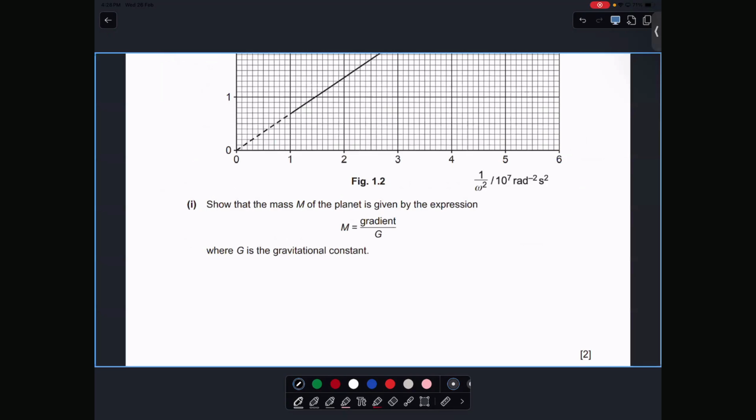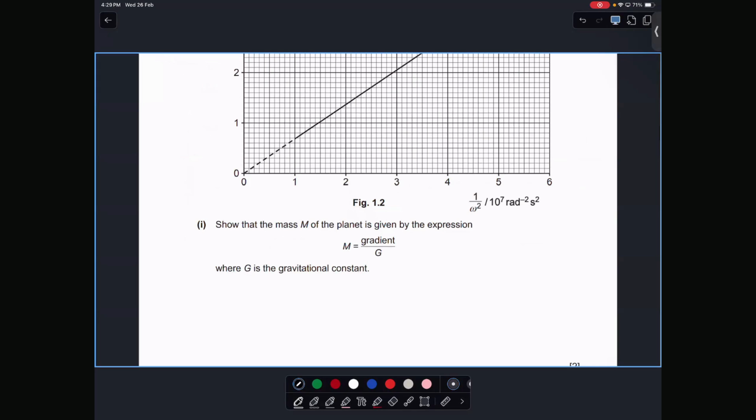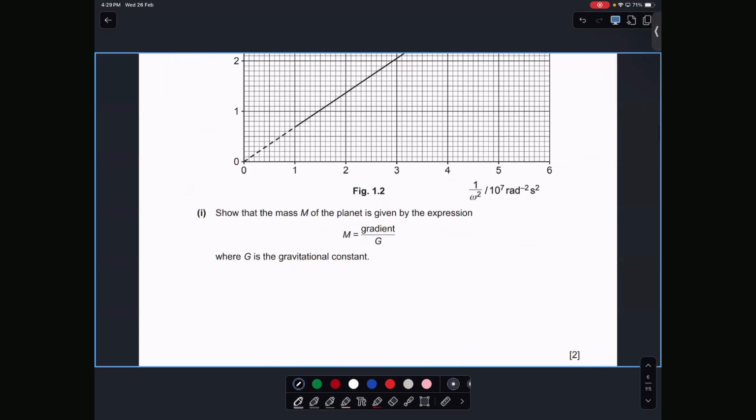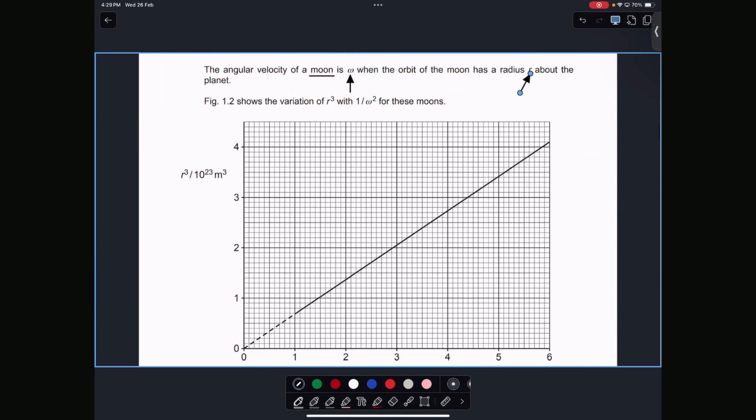The x-axis. The x-axis. Right, so the mass of the planet is given by this expression. So it's a moon whose angular velocity is omega and radius is r. What was that formula that related these things? G.